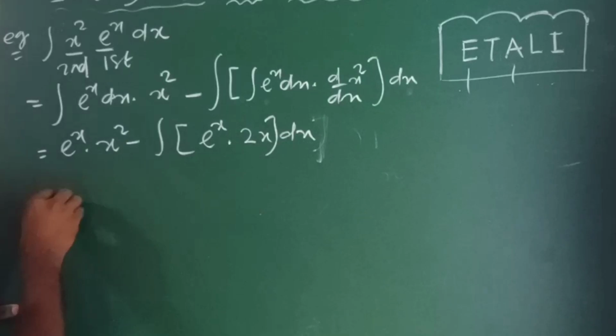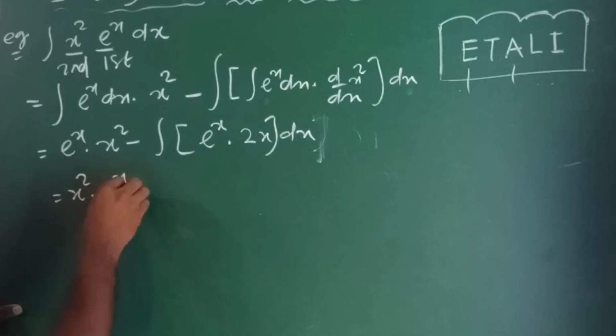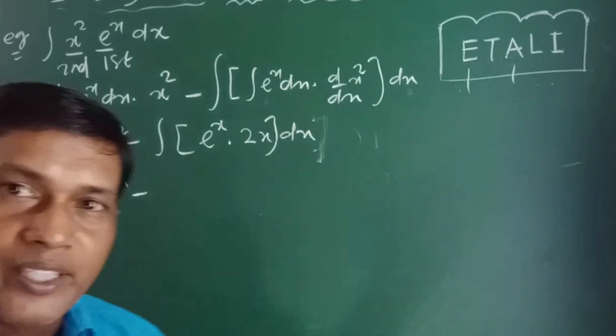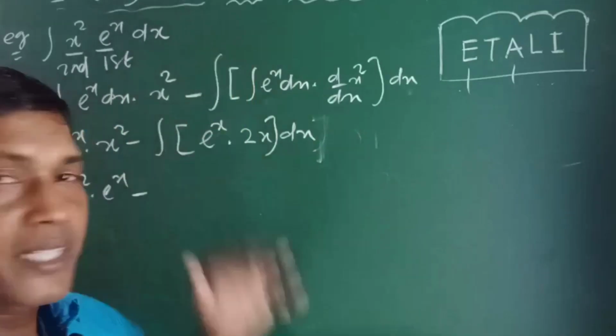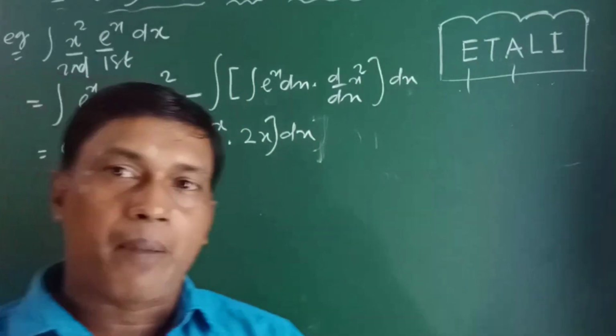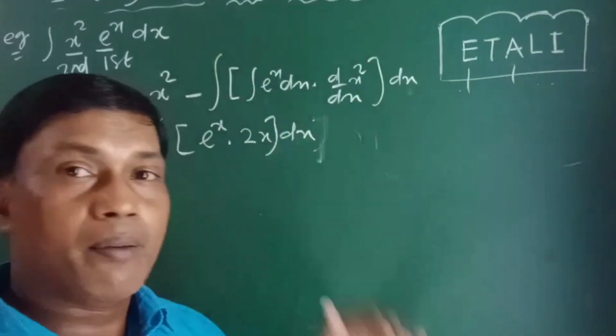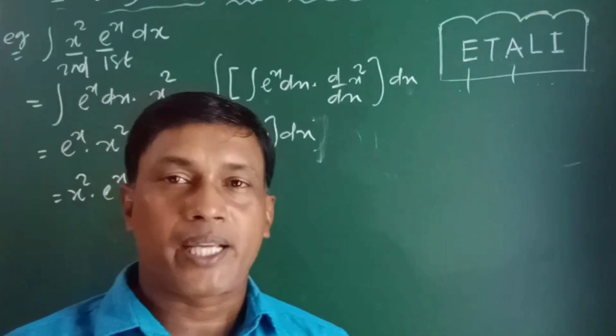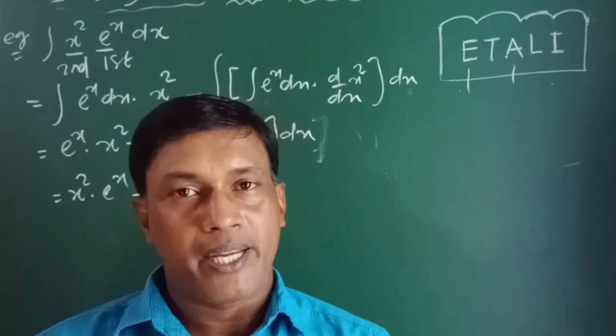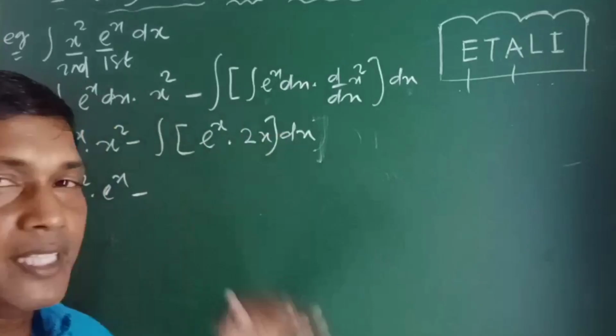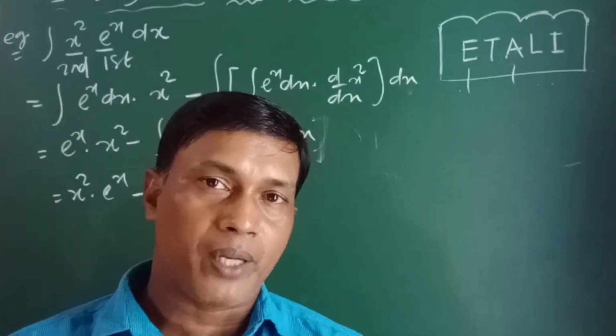So what happens? x square into e to the power x minus... Look here, dear students, in the first example we apply by parts only once. The first example we did, x into sin x, the by parts formula was applied only once, but in this example we have to apply the by parts formula twice.